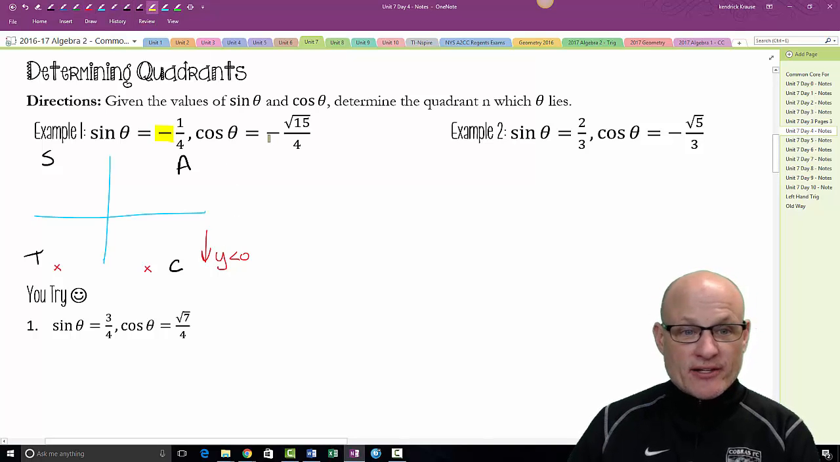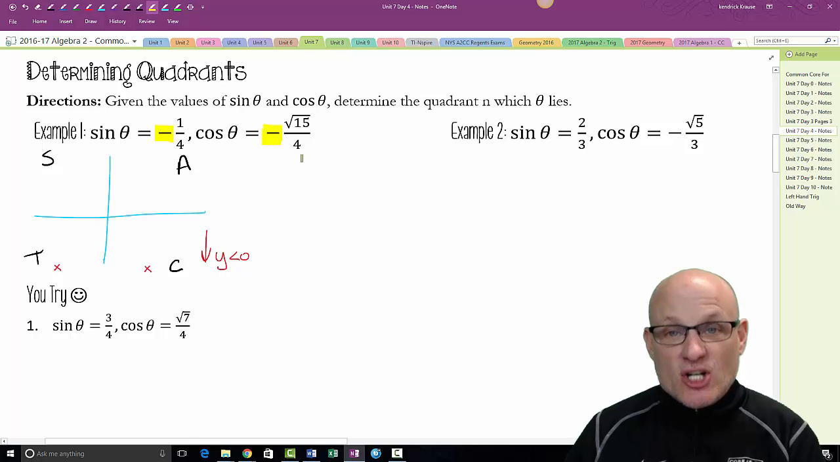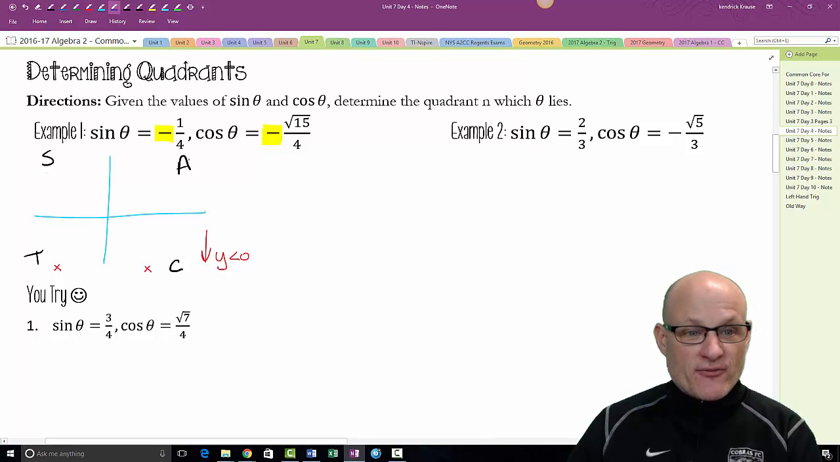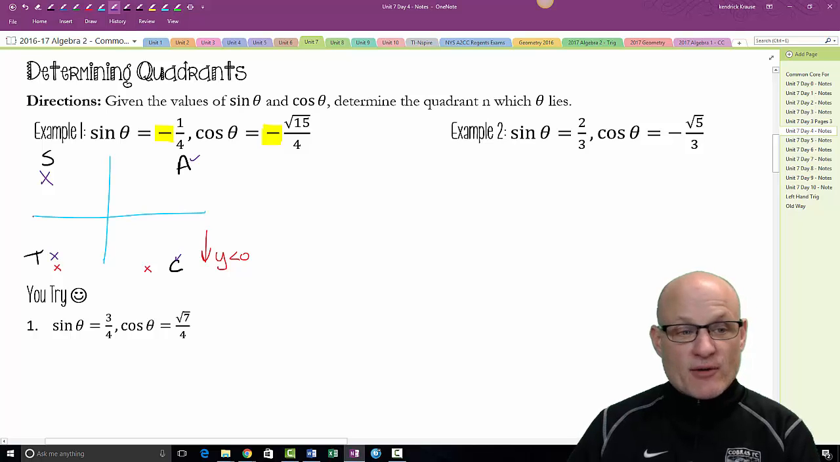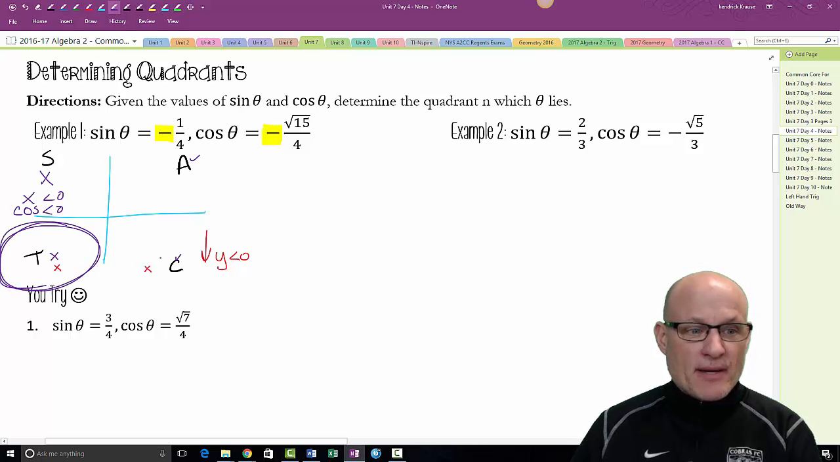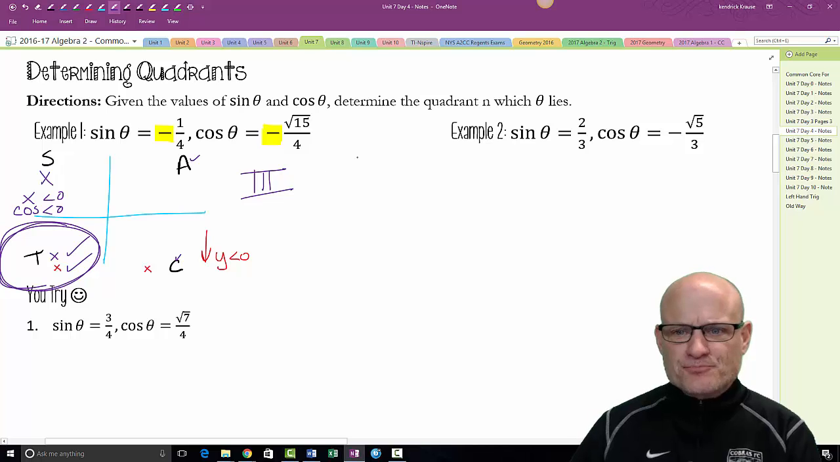Now, what is this information telling us? This information is telling us that cosine is negative. Well, cosine is positive in the first quadrant and this quadrant, but we don't care about that. We want to care where it's negative. It's negative in the second, and it's negative in the third. And remember, it's where cosine is less than 0, or where x is less than 0. So, which quadrant is the big winner? Where do I have my two check marks? I have my check mark where sine is negative and where cosine is negative. So this would be quadrant 3.